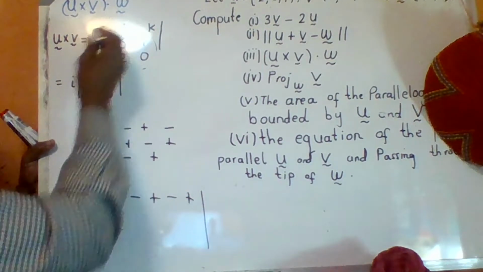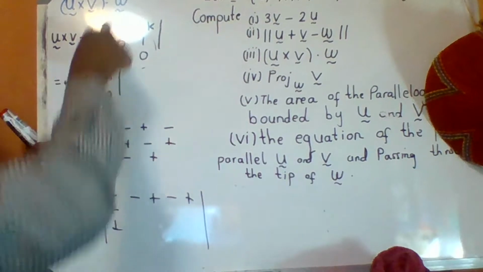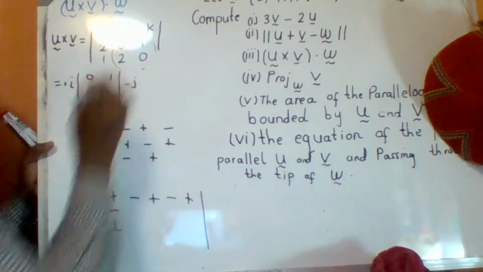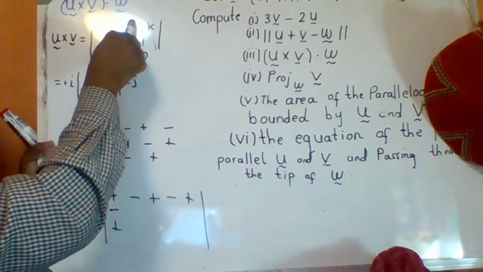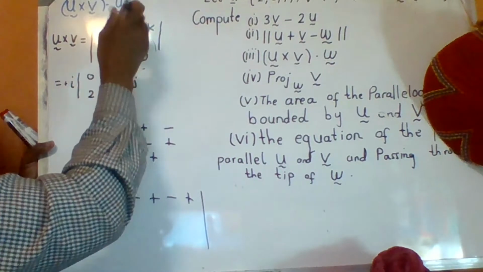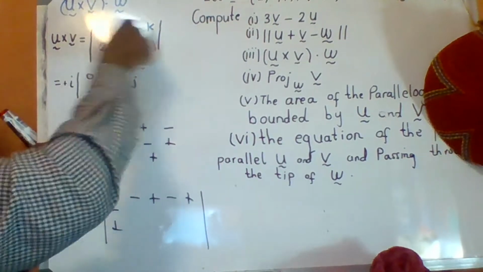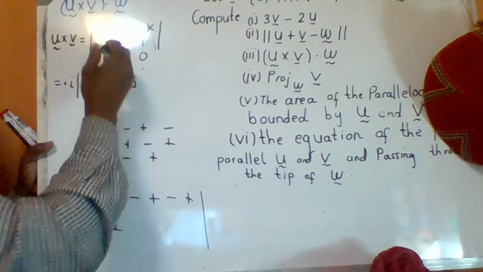1, 2, 3, 4, 5. You do the same thing, plus, minus, plus. So the first number always, like here, this must be plus, even if you don't write it. The second number is always negative. It's negative because it's the second one.